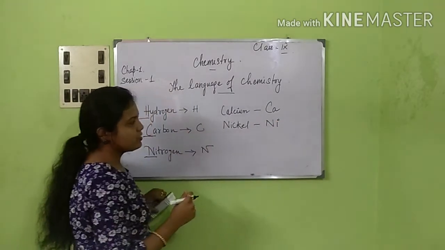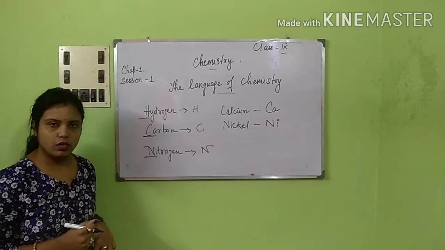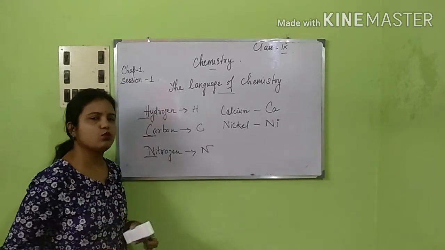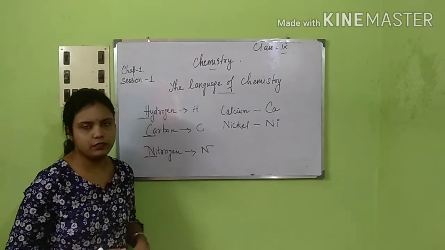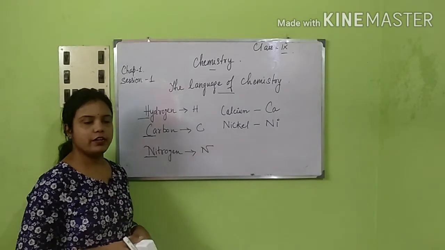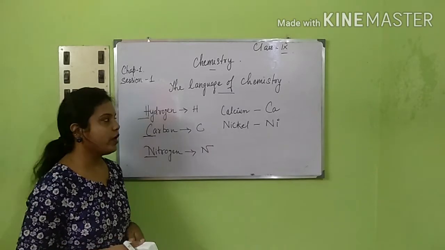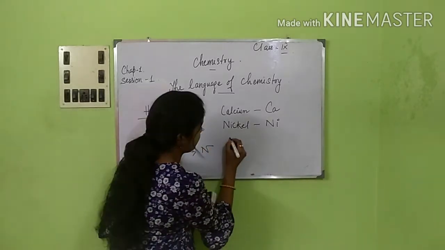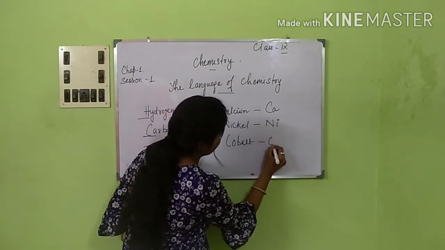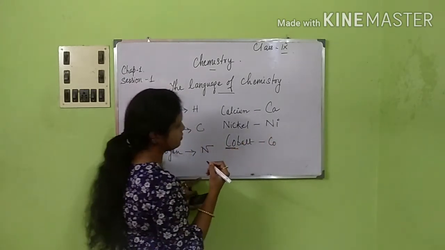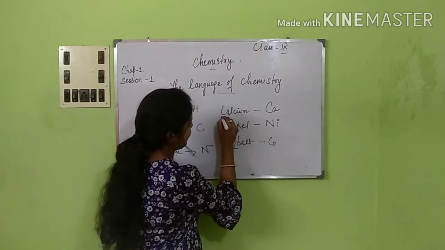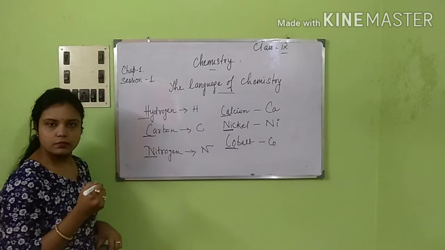There are so many such elements like this. I'm not coming to it right now. You can go through the book, and you will find so many of them with the first two letters. Then, lastly, he saw there are some more. Suppose cobalt. It was given the name Co. Why? Because it starts with Co. Nickel, Ni. Calcium, Ca.